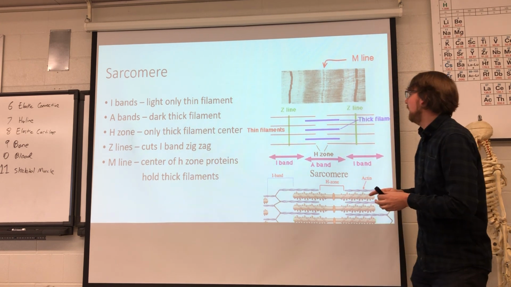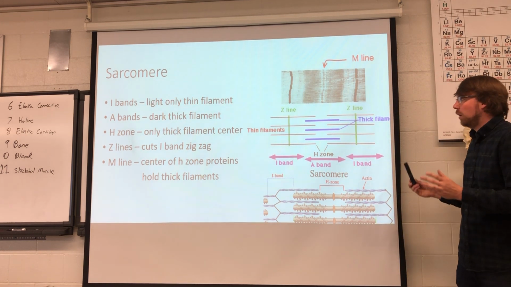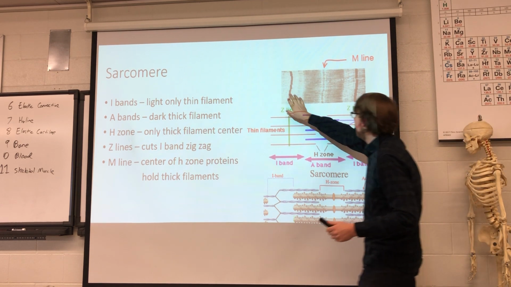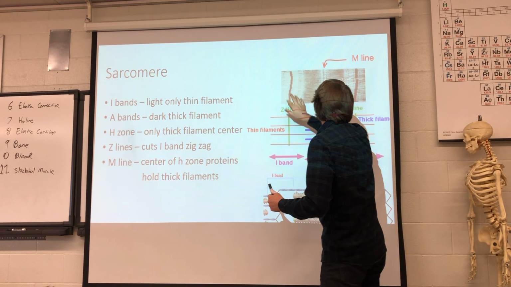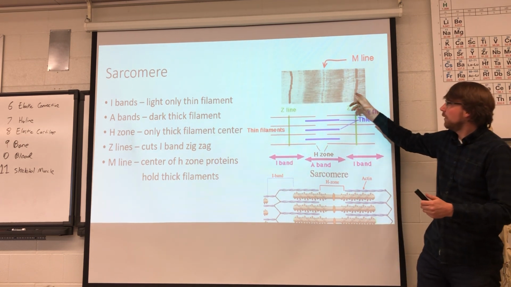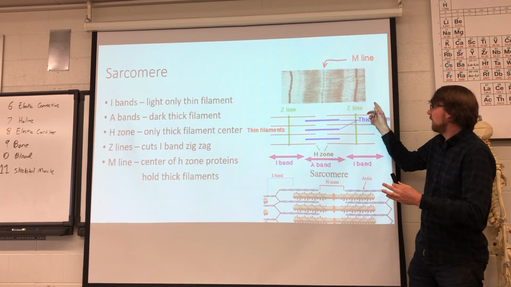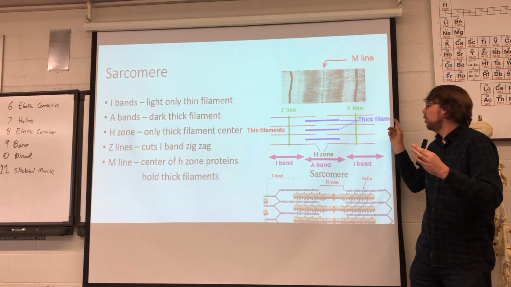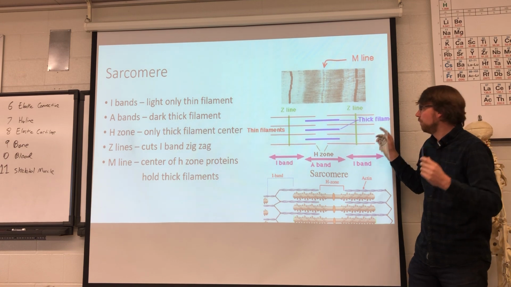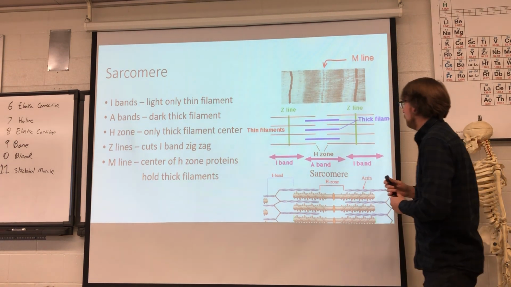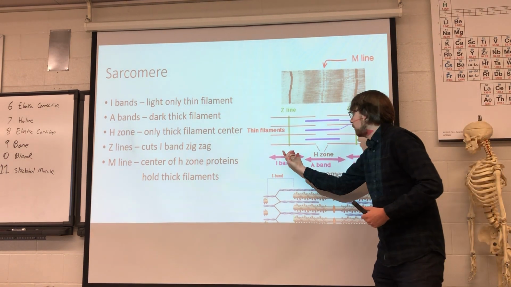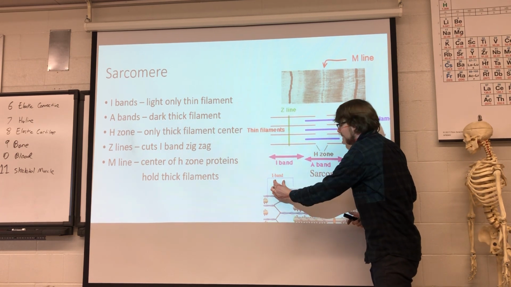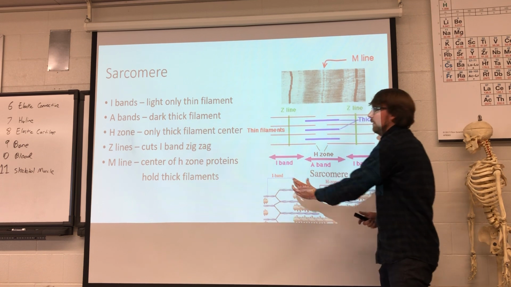So sarcomeres have a few different parts. There are I bands. I bands are going to appear light under a microscope. This is a very powerful microscope that is showing this. I don't think this is electron microscope imagery, but it could be. I'm not actually sure. So the I band is going to just have the thin filaments. That just has the actin filaments in this I band.